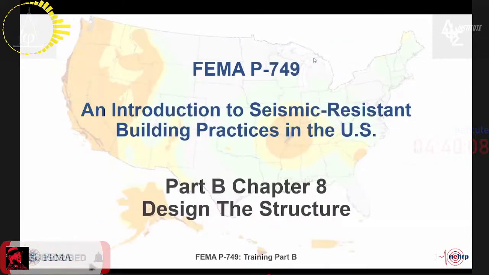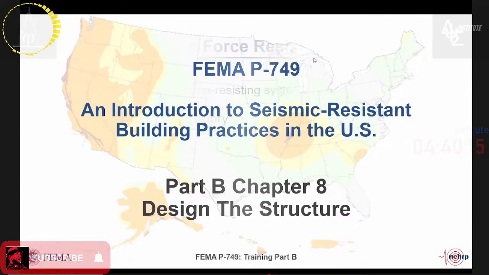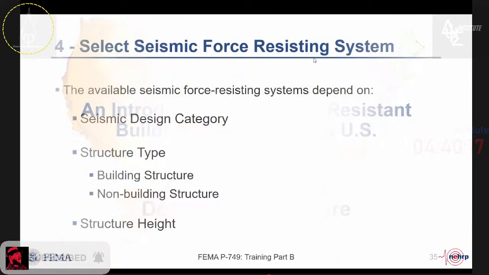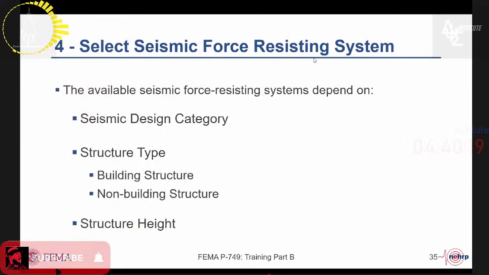Once we know what our seismic design category is and what our seismic design parameters are, we can proceed to design the structure. The first step in designing the structure after we have the design category is to select the type of seismic force resisting system we're going to use. The available seismic force resisting systems depend on the seismic design category, the structure type, that is building or non-building structure, and the structure's height.